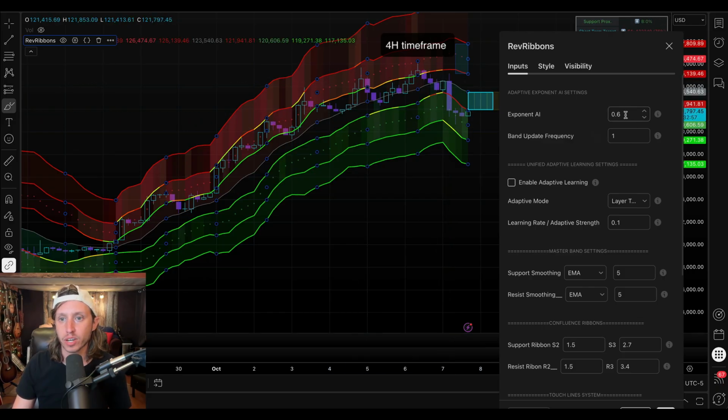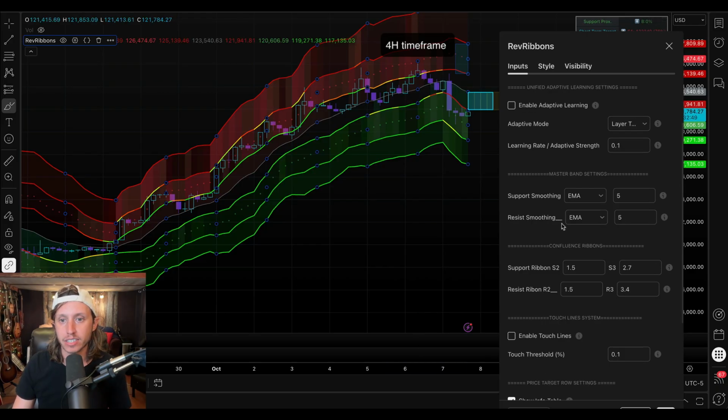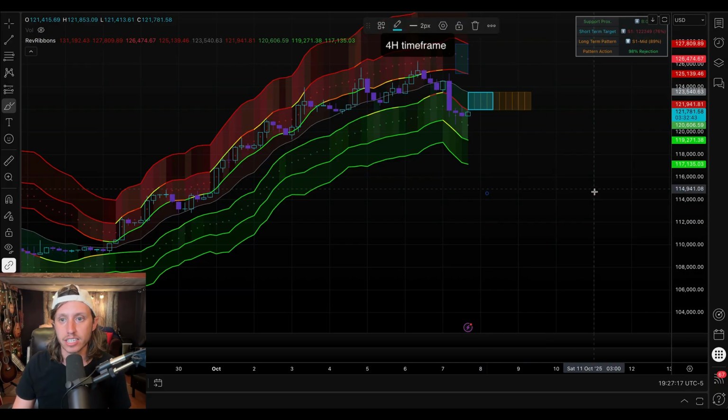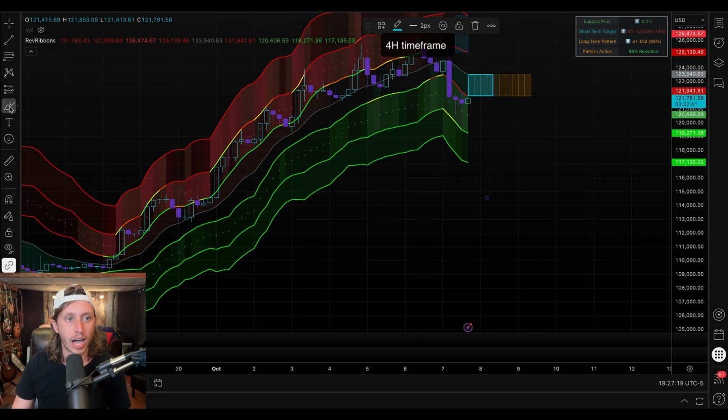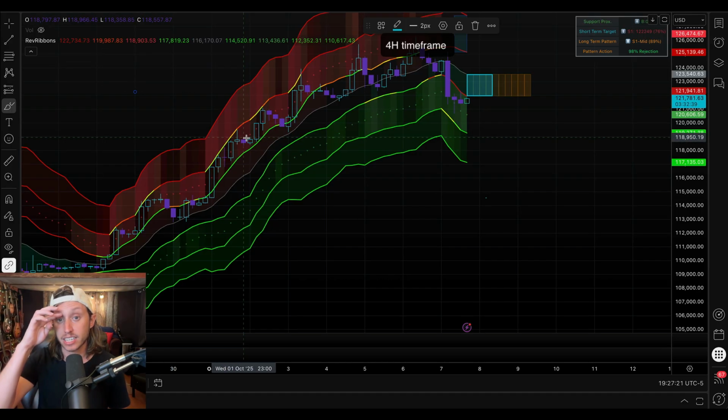Exponent AI is on 0.6. I would probably adjust that a little bit more. It's not picture perfect yet, but it's getting close, and the support and resistance ribbons right here, the settings are right there. So again, I would probably adjust these the slightest bit, and to know how to adjust them, I'd do a little bit of back testing here.